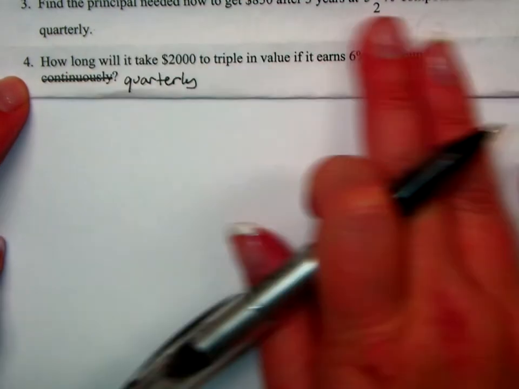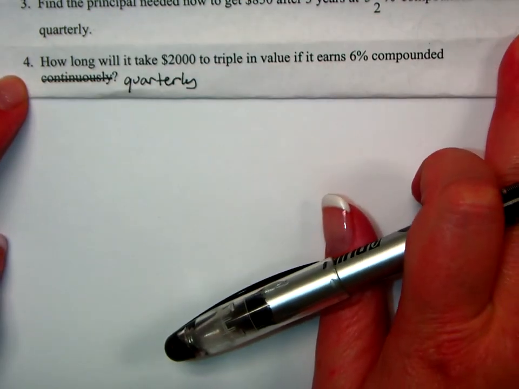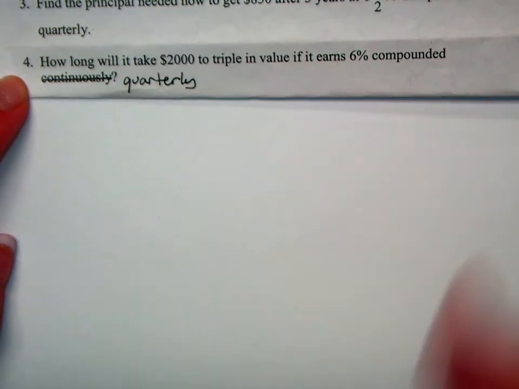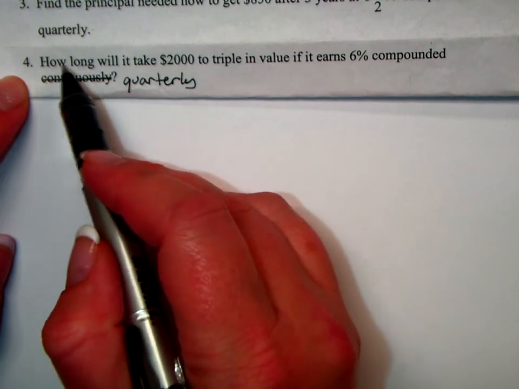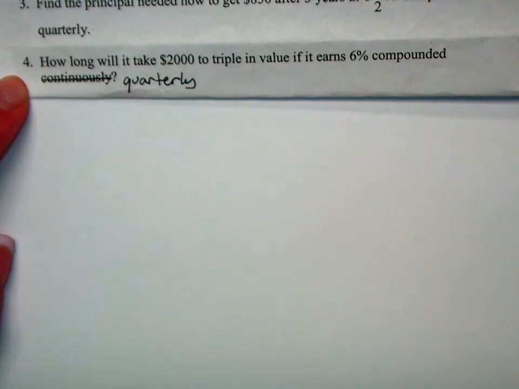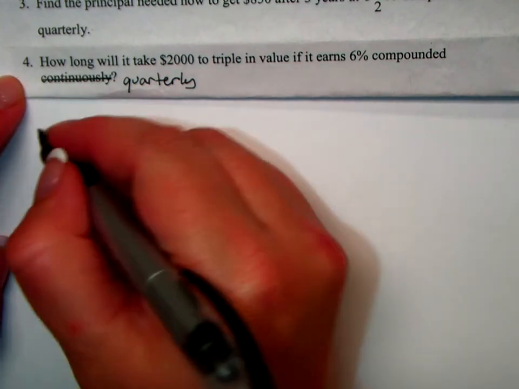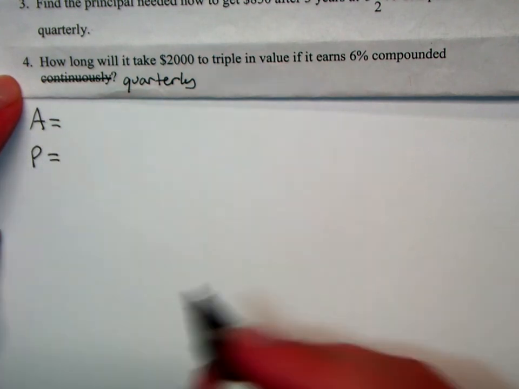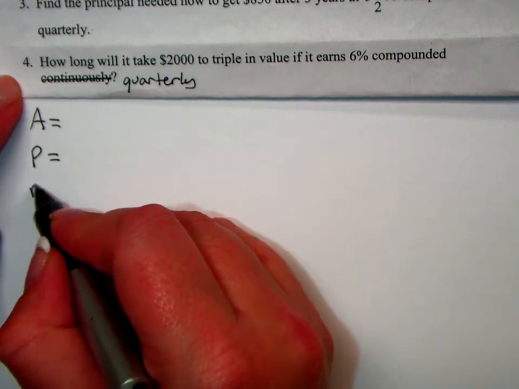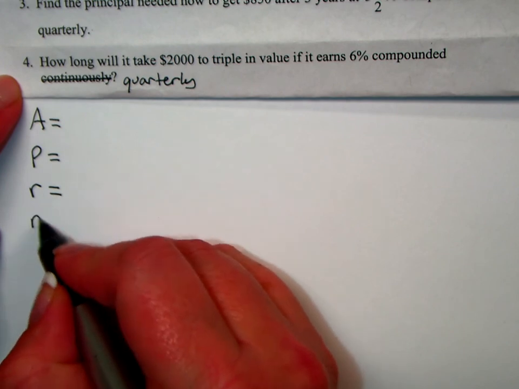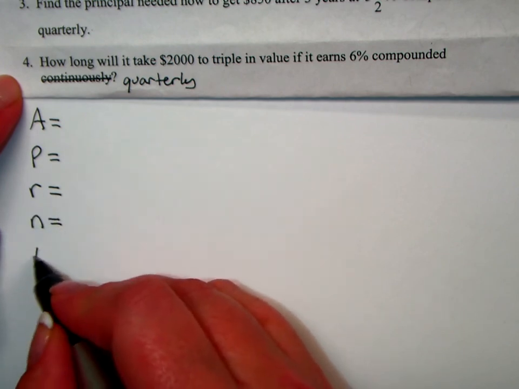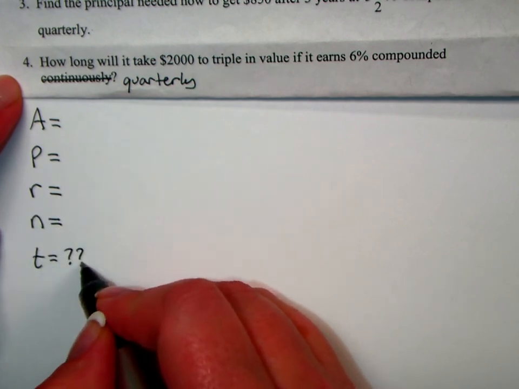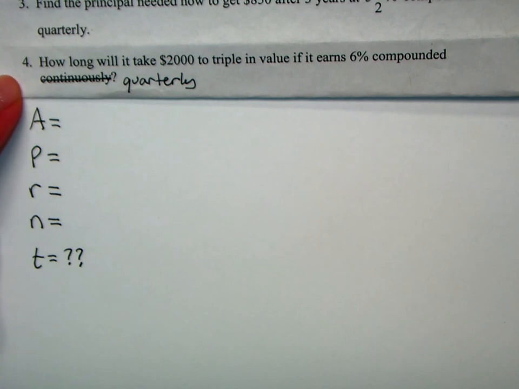So we want to know how long it will take $2,000 to triple. How long is asking how many years. So we have to know what the principal is, the interest rate, and the compounding periods. It's the time that we're looking for, so it's the time that we're going to leave as a variable in our equation.